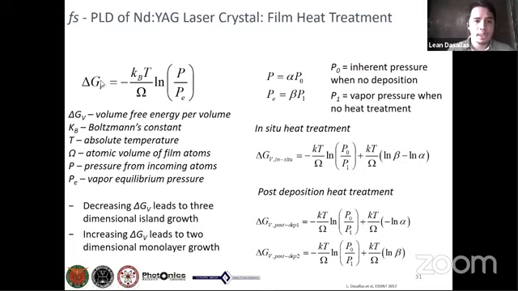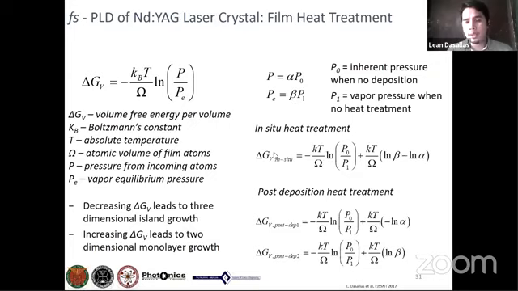Essentially, when this volume-free energy decreases, the three-dimensional island growth is preferred. And when we increase this volume-free energy, the two-dimensional monolayer growth will dominate. Now, to compare the two heat treatments, we parameterize the pressure as a function of alpha and beta.